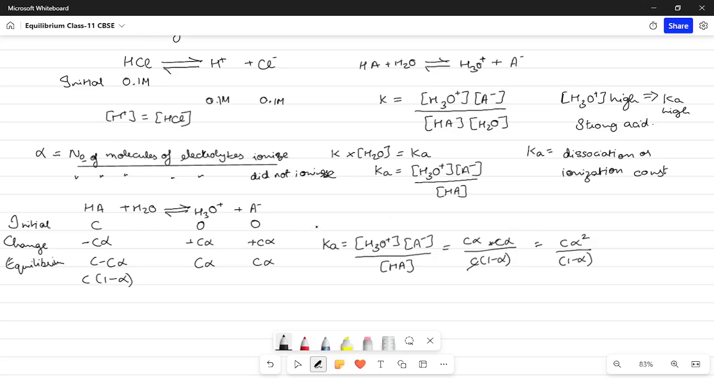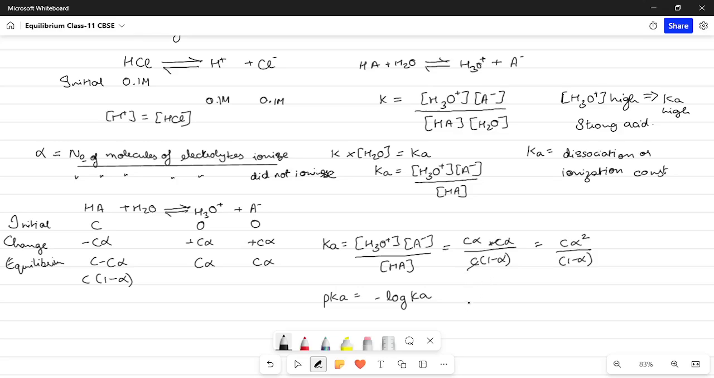So till here we've learned two very new terms. One is Ka, which is the dissociation constant or ionization constant, and alpha, which is the degree of dissociation. Now, the pH scale is so useful, right? So we have another value called pKa. pKa is equal to minus log Ka.